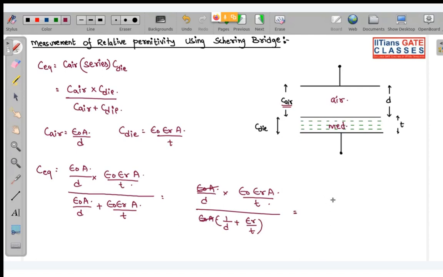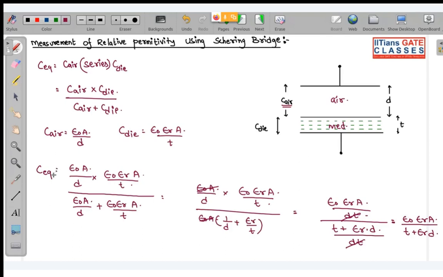So this is epsilon naught epsilon R A by dt, and this will be T plus epsilon R into D divided by dt. So dt cancels. So what do I get? I get epsilon naught epsilon R A by T plus epsilon R D. First note up to this point. Noted? Tell me.